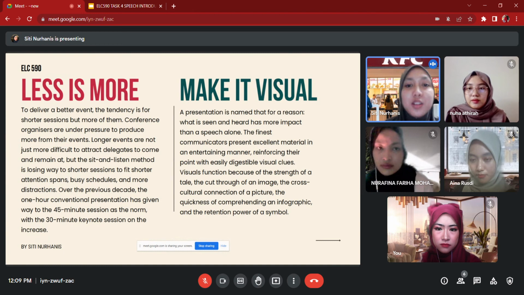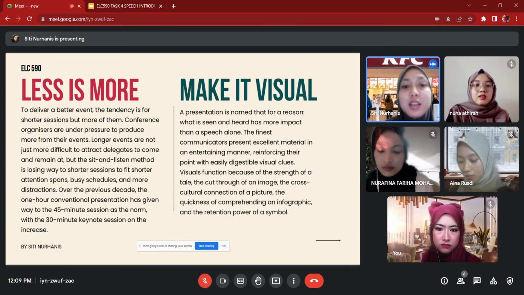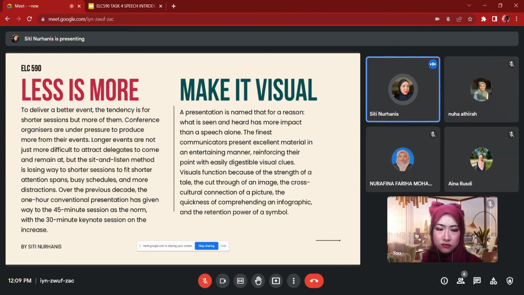Second is make it visual. A presentation is named for a reason. What is seen and heard has more impact than a speech alone. The finest communicators present excellent material in an entertaining manner, reinforcing their point with easily digestible visual clues. Visuals function because of the strength of the tale, the cut-through of an image, the cross-cultural connection of a picture, the quickness of comprehending an infographic, and the retention power of the symbol.